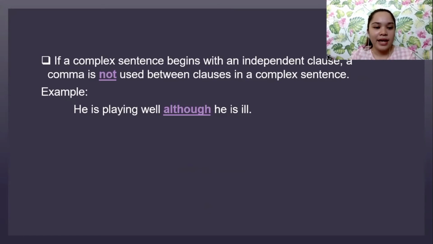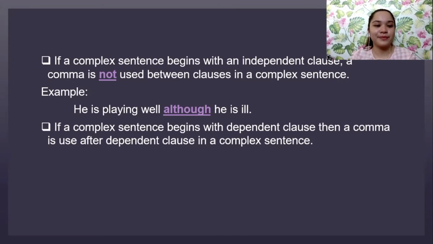Example, he is playing well although he is ill. As you can see, we use a subordinating conjunction rather than a comma because the sentence begins with an independent clause. That is why we use a subordinating conjunction.